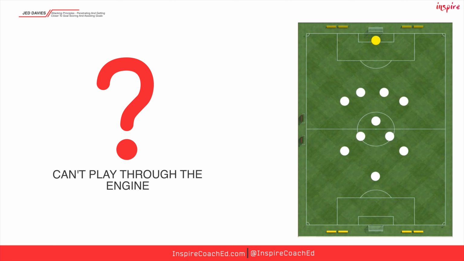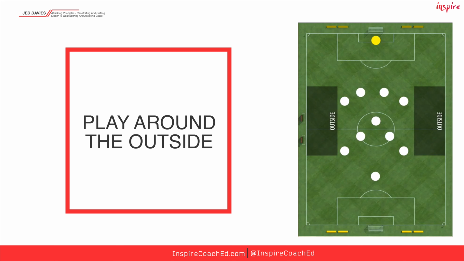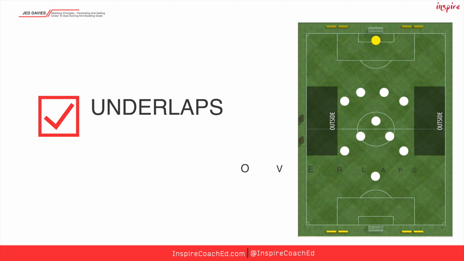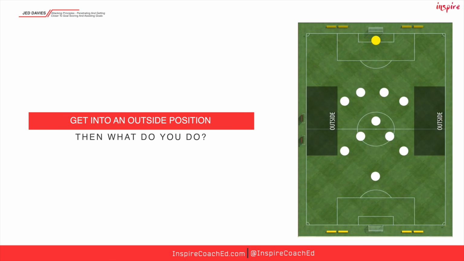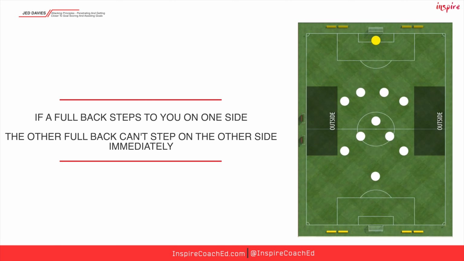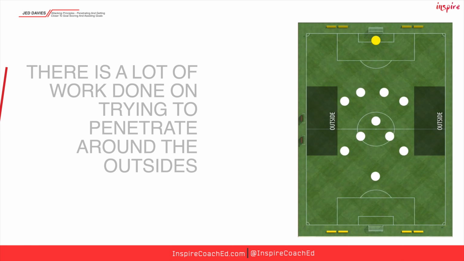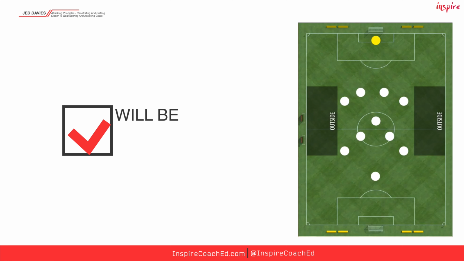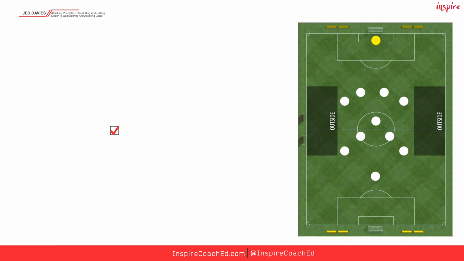If you can't play through the engine because they're too compact, then you would play around the outside, and there's a lot of work done on different movements and shapes on the outside, different passing patterns. There's also coaching the idea of underlaps, overlaps, runs wide, get into an outside position, and then what do you do? If the fullback steps to you on one side, the other fullback can't step on the other side immediately. There's a lot of work done on trying to penetrate around the outsides. Remember, there's 2 outsides, not 1. So what I mean by that is there will be ways of considering penetrating on the outside and incorporating switching into that way of playing as well.